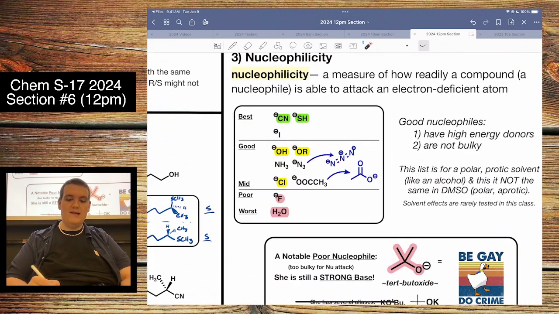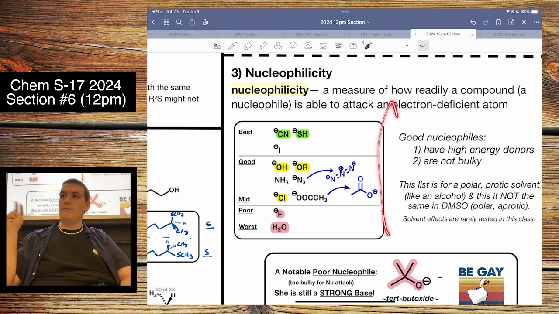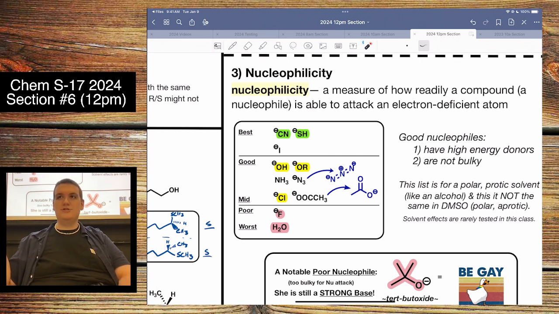Nucleophilicity, knowing that cyanide and this thiolate are really good nucleophiles, and then bad nucleophiles are something neutral like water. Typically a good nucleophile has to have a buildup of charge somehow, so we don't want it to be neutral. Now, this list is for the polar protic solvents. Do you remember we talked about the solvent effects for a page in lecture?